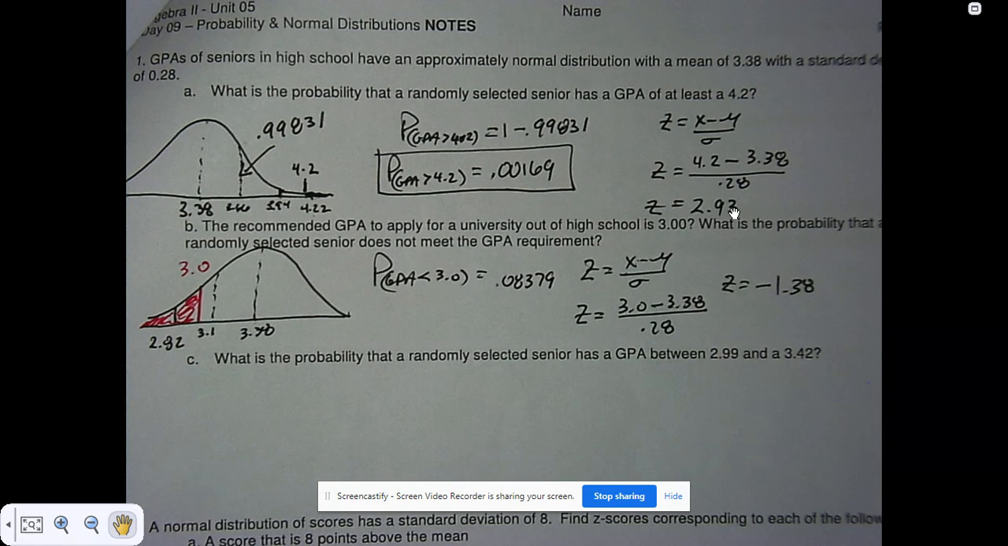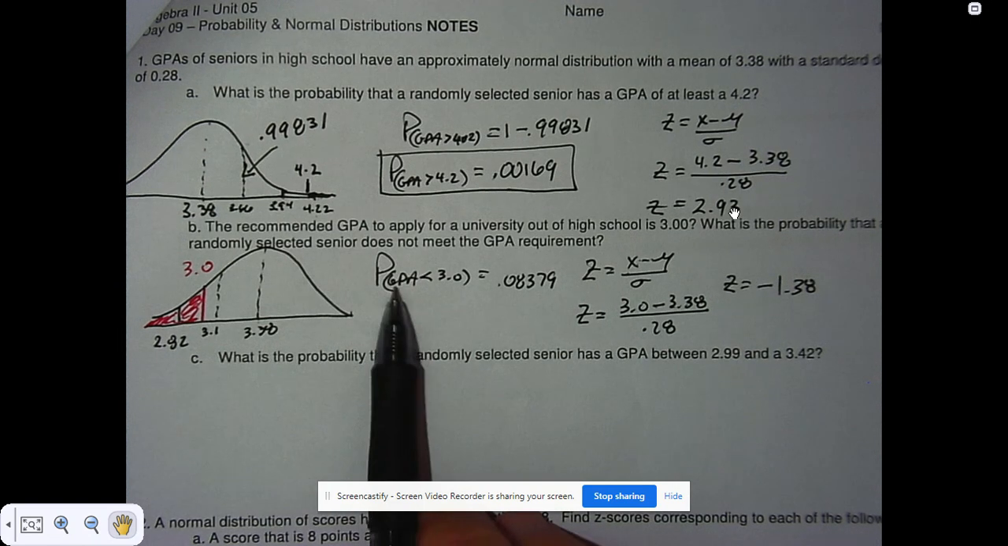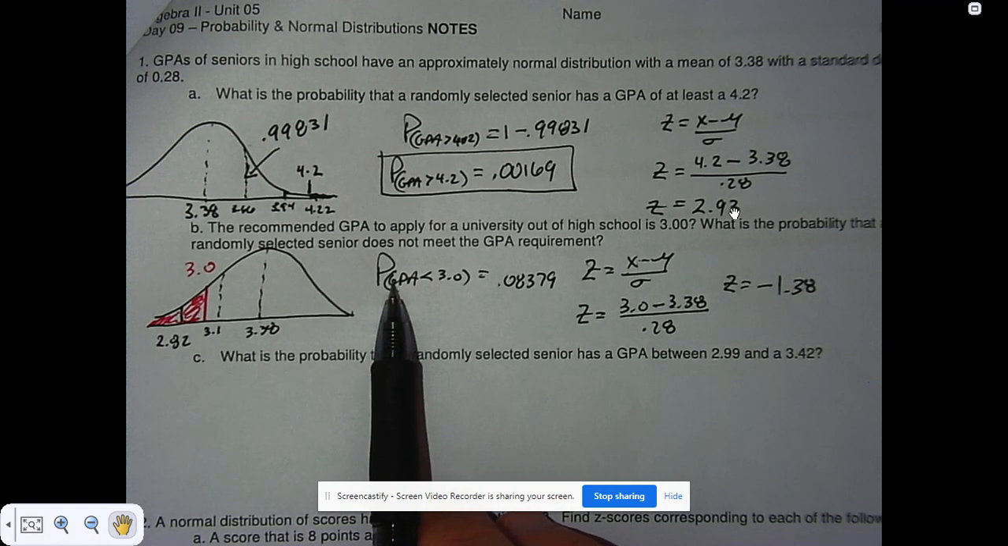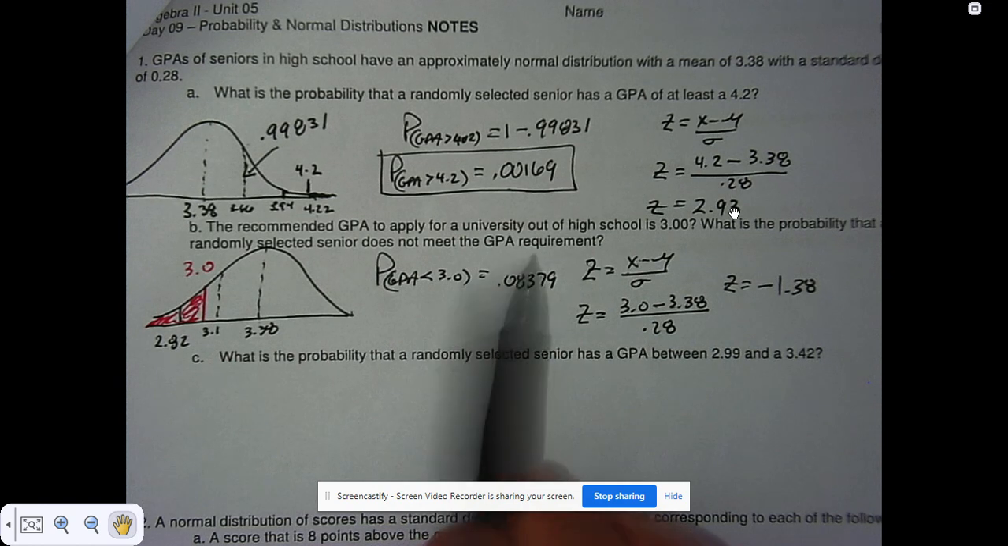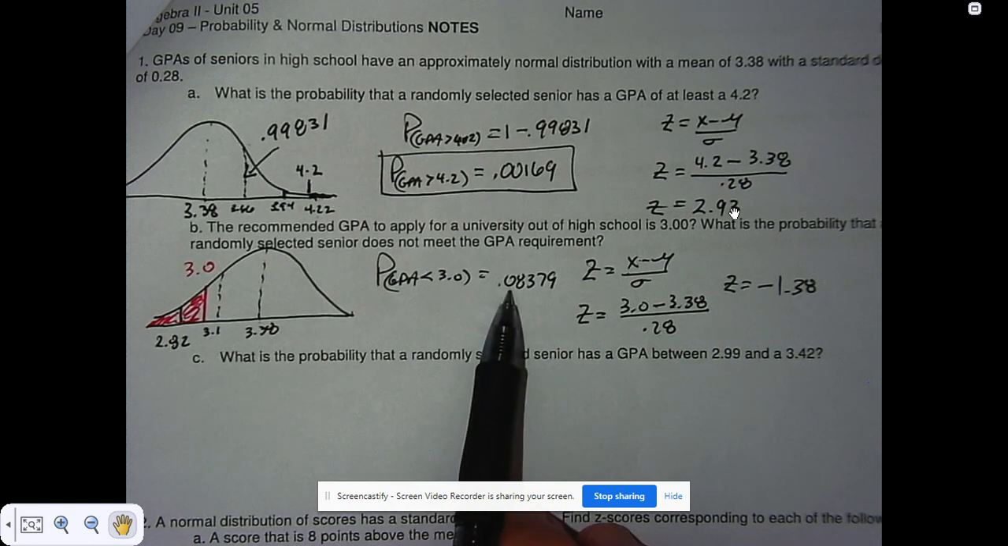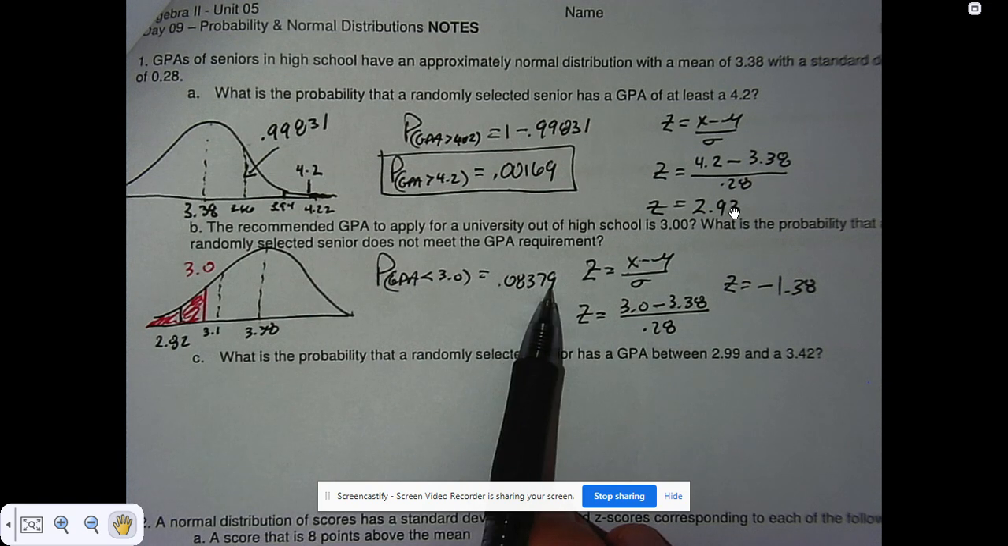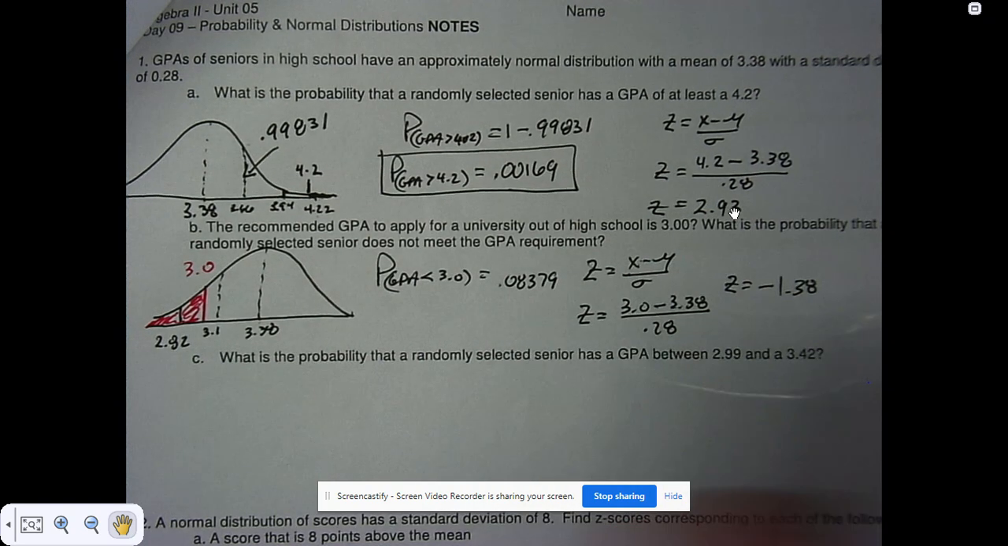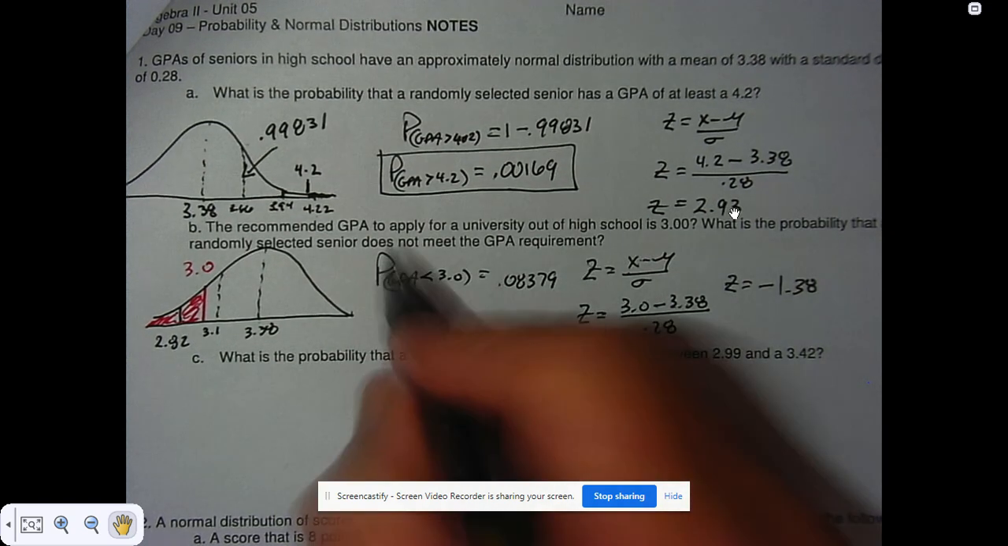Yeah. So the probability that a GPA of a randomly selected senior does not meet the GPA requirement of 3.0 is 0.08379, which is 8.3%. Okay.